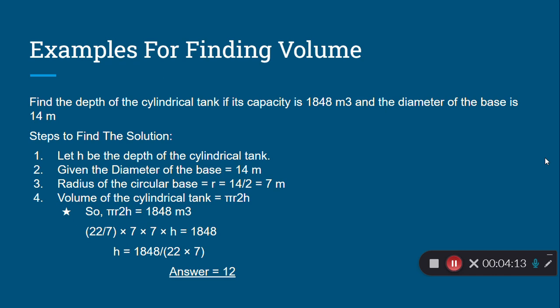Here are the steps to find the solution. We can let h be the depth of the cylindrical tank. Given the diameter of the base, which is 14, the radius of the circular base, which is r, equals 14 divided by 2, equals 7. Volume of the cylindrical tank equals pi r squared times h. So pi r squared times h equals 1,848. So we're going to take 22 divided by 7 times 7 times 7 times h. And we get 12.